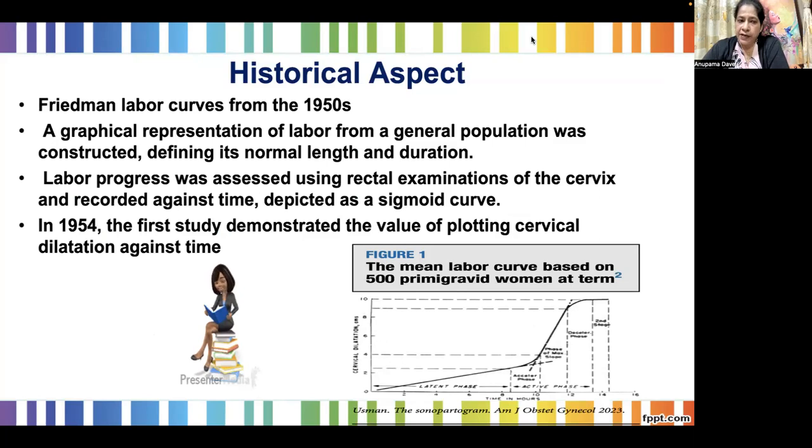Coming to the historical aspect, Friedman labor curves were known from early 1950s. Then a graphical representation of labor from the general population was constructed, defining its normal length and duration. And this is what we have, a cervicogram. Labor progress was assessed using rectal examinations of cervix at that time, which were then recorded against time, and the curve which came was a sigmoid curve. In 1954, the first study demonstrated the value of plotting cervical dilatation against time.